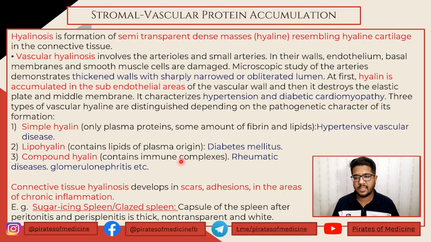So next is connective tissue hyalinosis, which develops in scars and adhesions in areas of chronic inflammation. A great example of this is sugar icing spleen or glazed spleen. If you remember, in glazed spleen, the capsule of the spleen appears non-transparent and white, like a glazed icing as you see on a cake in a bakery. So this is a characteristic example of connective tissue hyalinosis. Correct? So this is the appearance of glazed spleen.